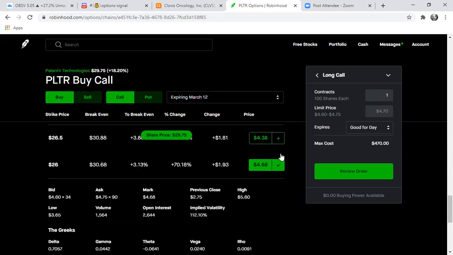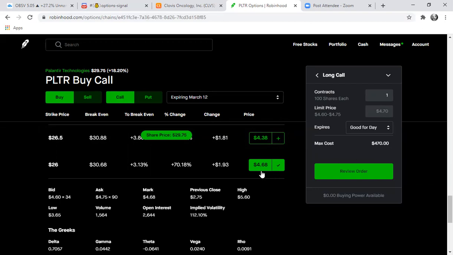Next, what you're doing is exercising your right to 100 shares of Palantir at a cheaper price. Generally, options are much cheaper. If I bought 100 shares of Palantir at $29.75, I'm spending $2,975, versus if I do one contract of 100 shares, I'm only spending $470.